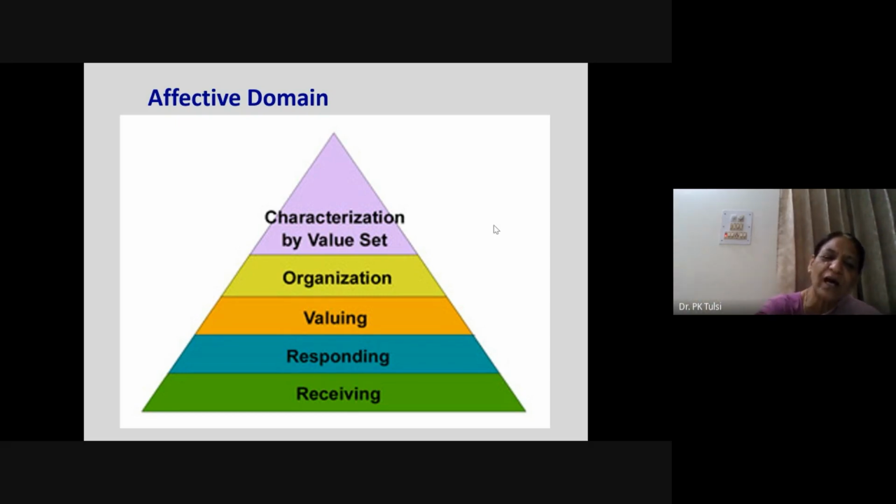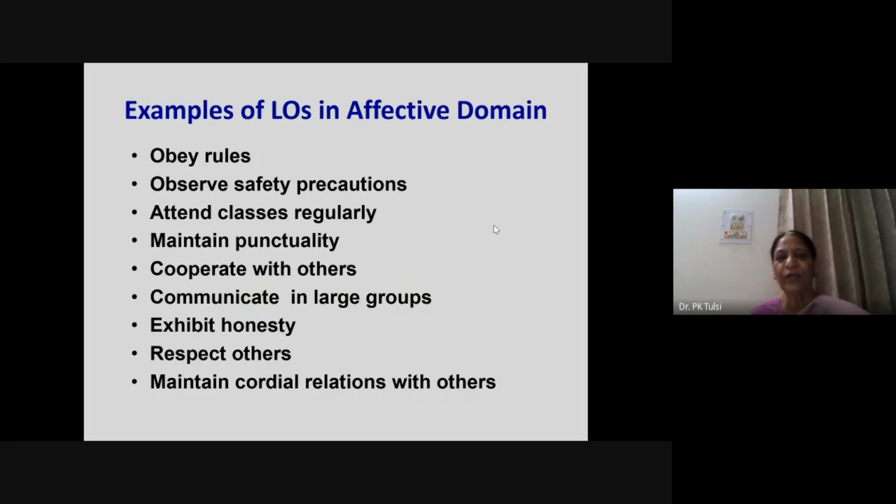Most of us are at this stage of valuing. They say we wear masks. So we are carrying masks with us and we change our value system as per the situation. So here, each one of us as teachers would like to obey rules, students to obey rules, observe safety precautions, attend classes, maintain punctuality, communicate effectively with others or communicate in large groups, small groups, etc., exhibit honesty. These are some examples.